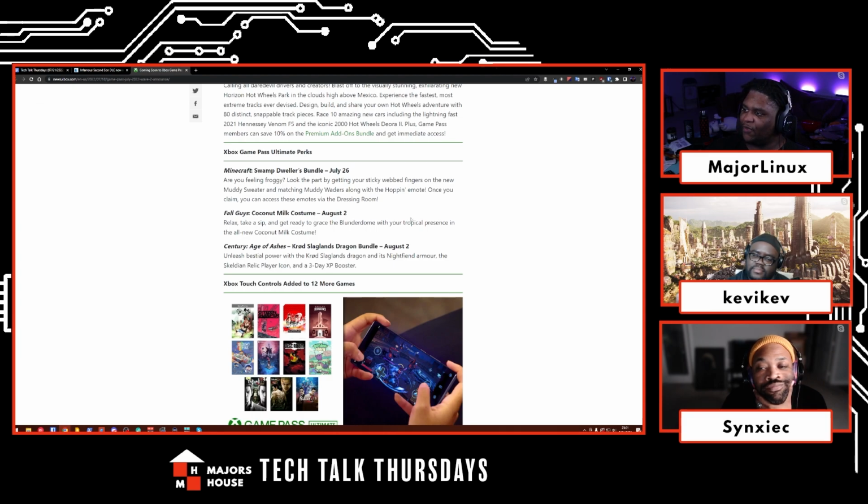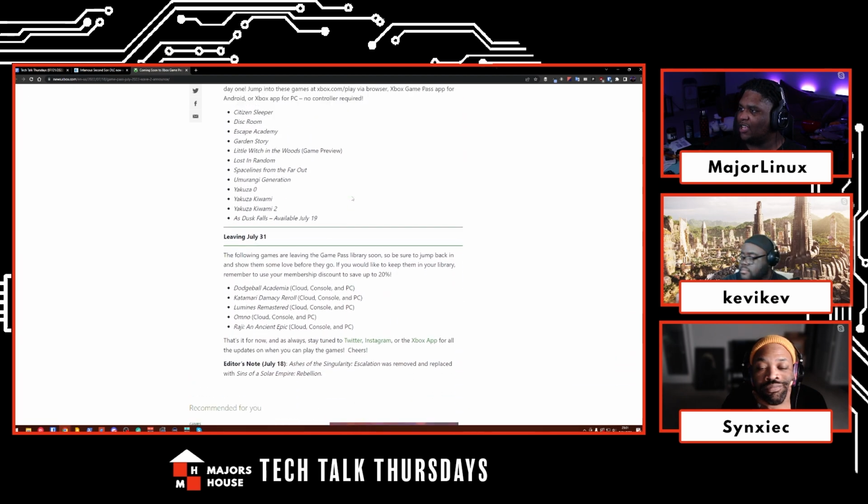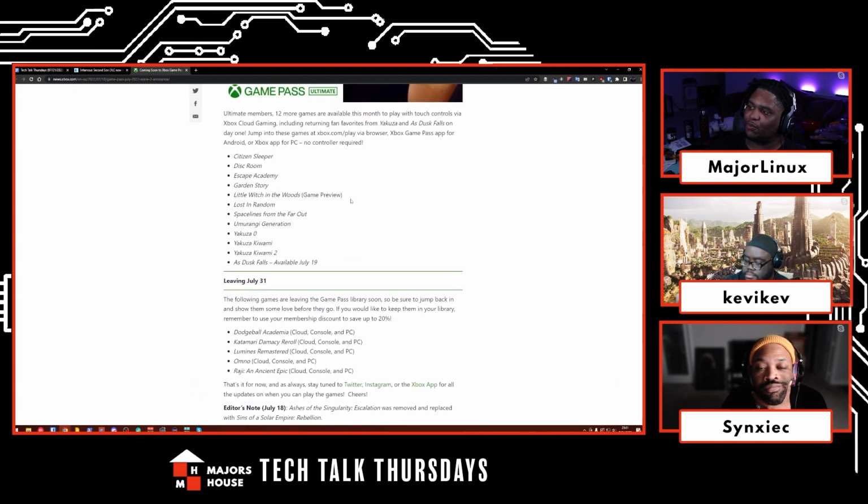Coconut Milk costume for Fall Guys will be available August 2nd. Minecraft Swamp Dwellers bundle on July 26th. And Century Ages of Ashes Crawled Slaglands Dragon bundle on August 2nd. Touch controls added to 12 more games. Citizen Sleeper, Disc Room, Escape Academy, Garden Story, Little Witch in the Woods, Lost in Random, Space Lines from the Far Out, Umurangi Generation, Yakuza 0, Kiwami 2, As Dusk Falls when it's available on July 19th.